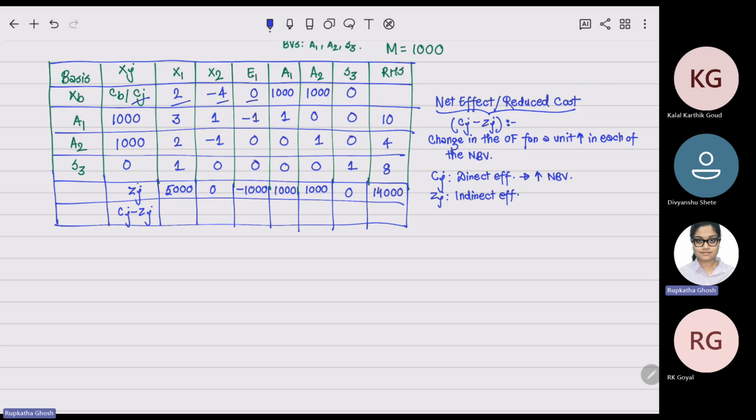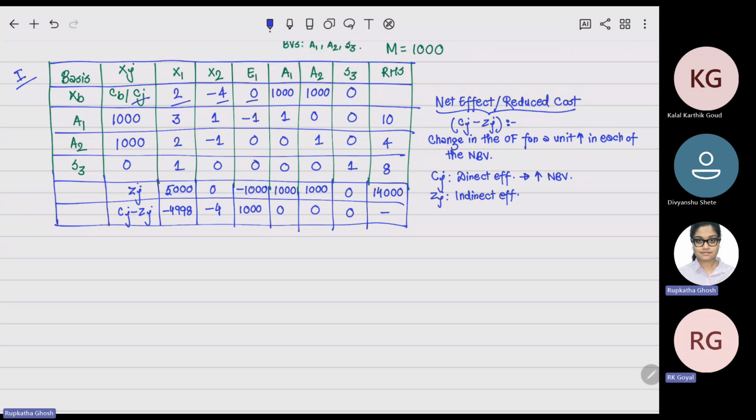Okay. What is Cj minus Zj? 2 minus 5,000, minus 4998. Then minus 4. Then 0 minus of minus 1000, 1000. 0, 0, 0. Okay, here nothing. So please remember, this is your first iteration of your simplex table.